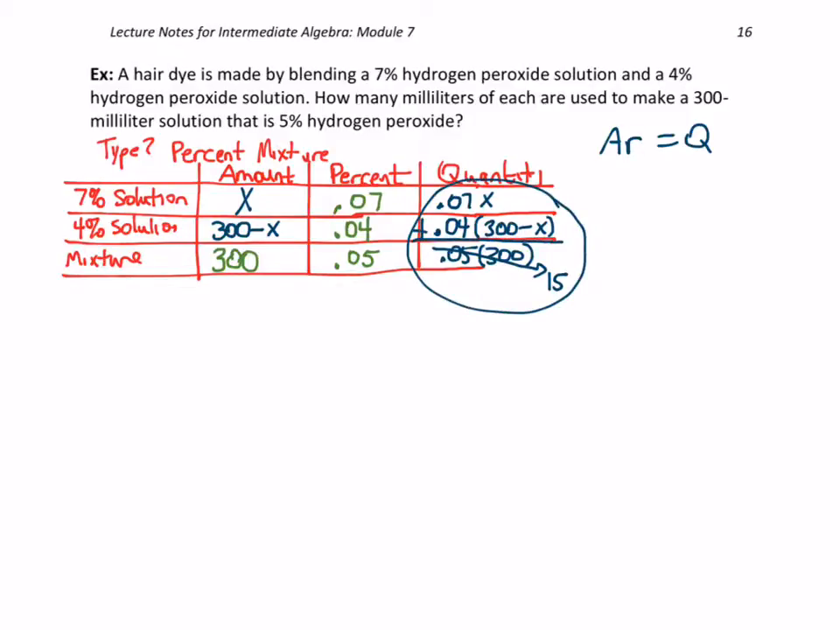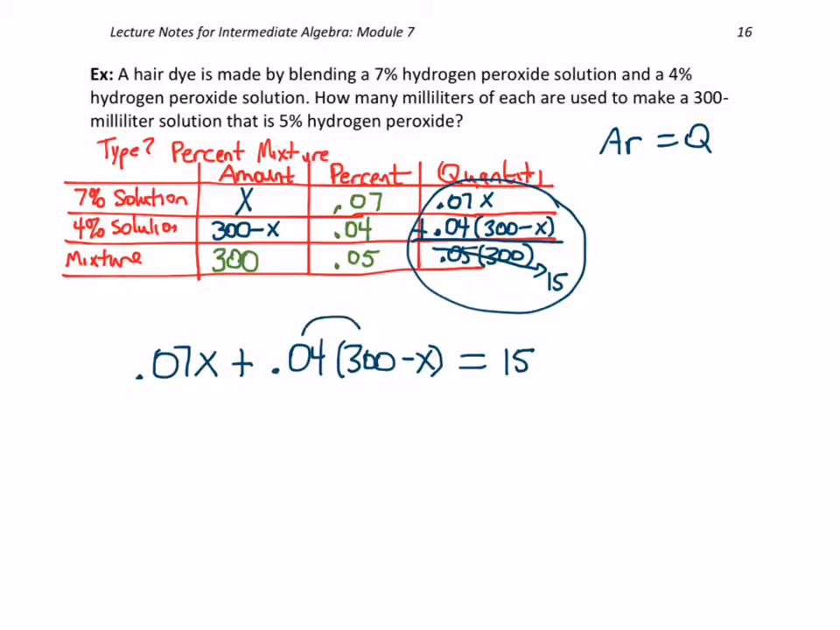So we then set up our equation by adding up the first 2 rows and setting it equal to the mixture. So my equation says 0.07x plus 0.04 times (300 minus x) equals 15. And then that is the equation that I'm going to solve.